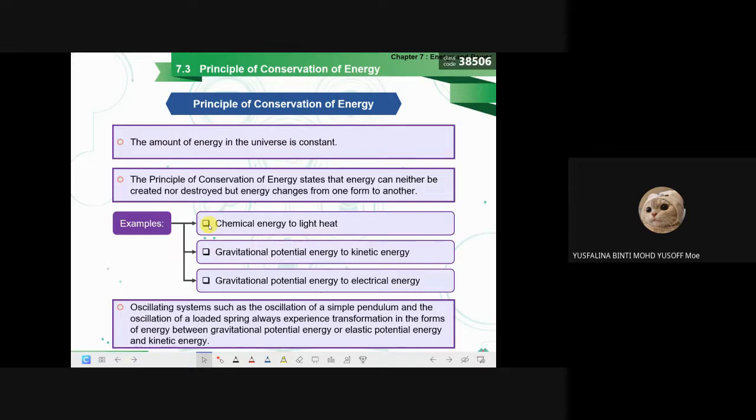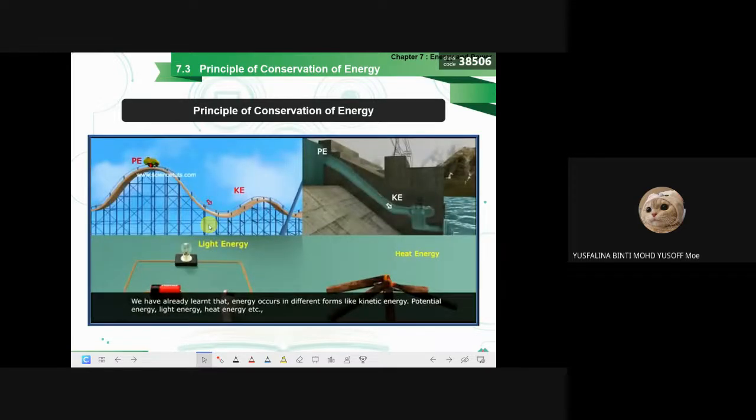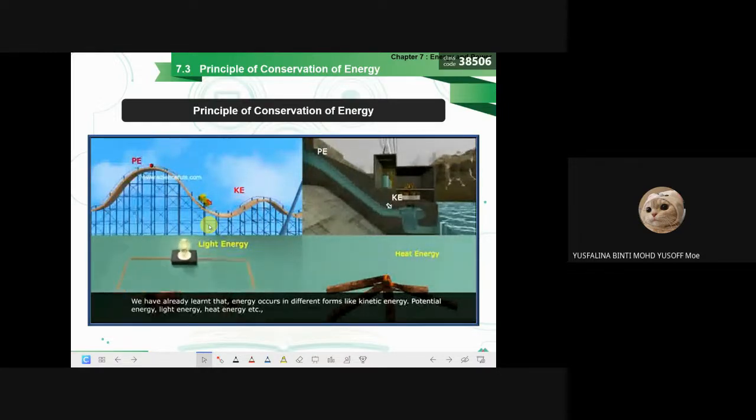Oscillating systems such as the oscillation of a simple pendulum and the oscillation of a loaded spring always experience transformation in the forms of energy between gravitational potential energy or elastic potential energy and kinetic energy. Because in Form 3 you already learned these three types of energy in this chapter, the energy only converts between these three. So we use the examples of the oscillation of a simple pendulum and the oscillation of a loaded spring. We have already learned that energy occurs in different forms, like kinetic energy, potential energy, light energy, heat energy, etc.